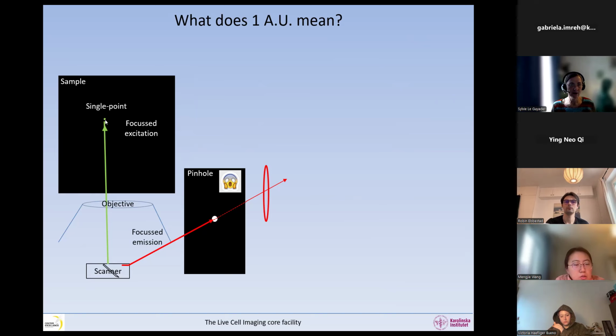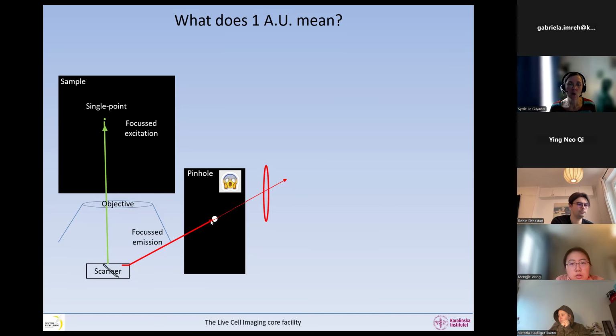The excitation light goes through the scanner, through the objective to the sample. This little spot of light is excited. And then the emission comes back through the objective, through the scanner with the dichroic mirror. Now you're a super expert in all these things, right? And the emission goes to the pinhole and then goes to whichever detection system you have, which could be a filter-based or a spectral detector.